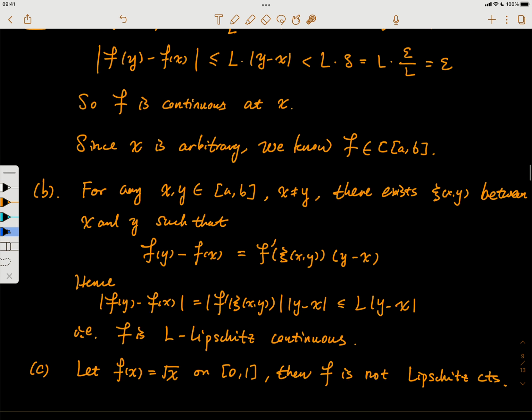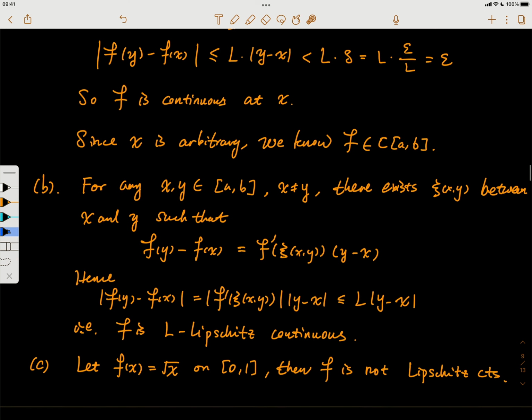So now the third part. To construct the function, I just named one. There are many others. You can get the idea from this example. There are many other functions that are continuous but not Lipschitz continuous. So this function, square root of x, is continuous over [0, 1], but it's not Lipschitz continuous. Okay, so how do we show this?